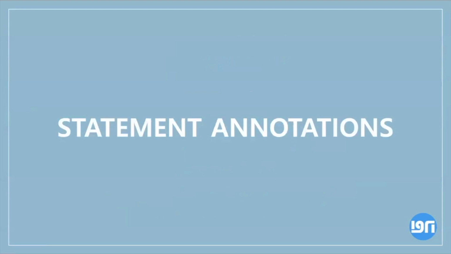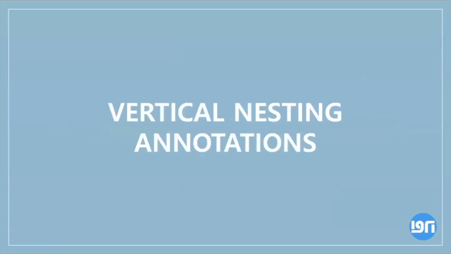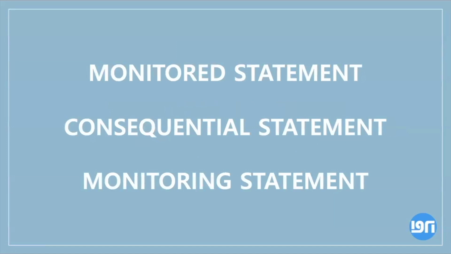Along with annotating components along specific taxonomies, as we've just seen with the institutional functions taxonomy, IG Logical also allows for annotating statements as a whole. Vertical nesting annotations provide greater specificity as regards institutional statements that are vertically nested. An institutional statement that is vertically nested can be a monitored statement, a statement that tells someone or something what they may or must do, a consequential statement, a statement that indicates the consequences associated with the monitored statement, or a monitoring statement, a statement that signals oversight but does not specify enforcement.